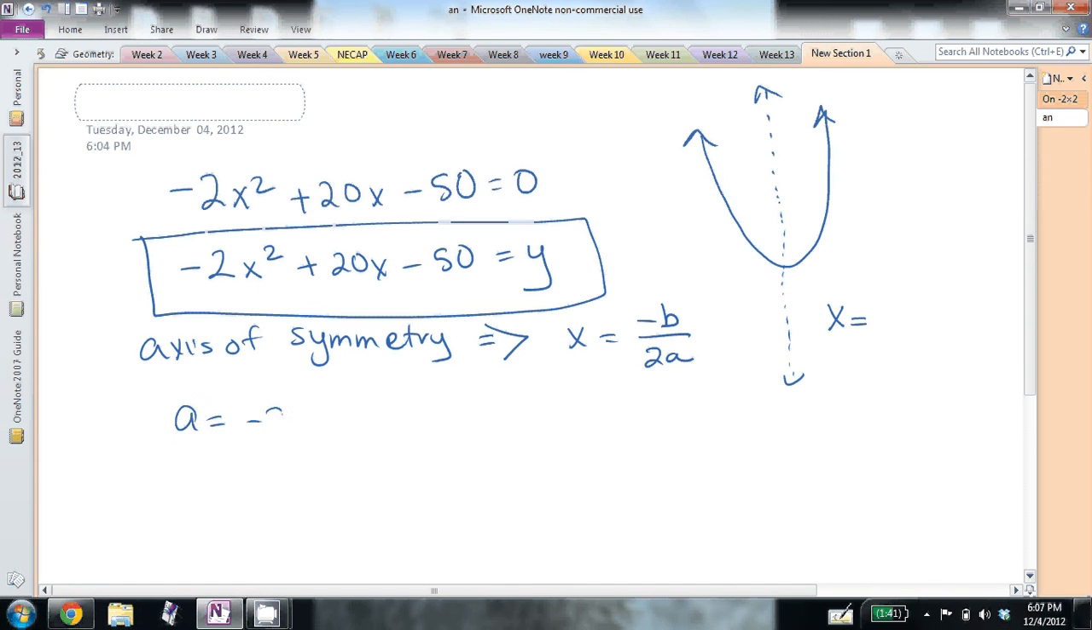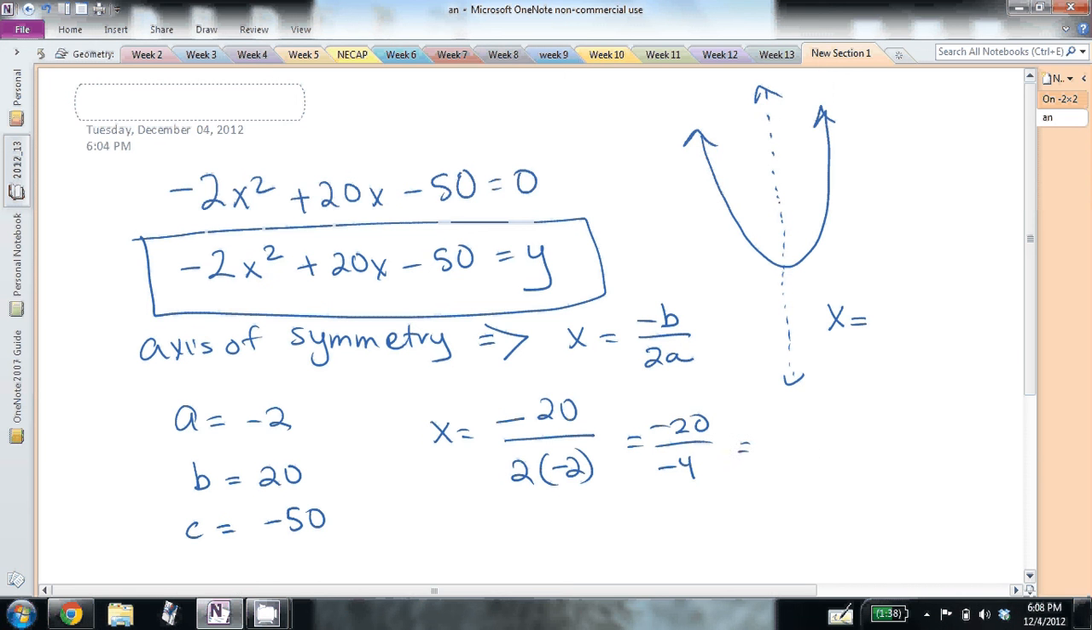A is equal to negative 2, and B is equal to positive 20. If you were looking for C, which we don't need, it would be negative 50, but we're not going to really need that here. Now we're going to plug it into our formula. So x equals the opposite of 20 over 2 times a, which is negative 2. And that looks like negative 20 over negative 4, which is, of course, positive 5. So x is going to equal positive 5. So we found what the axis of symmetry is.